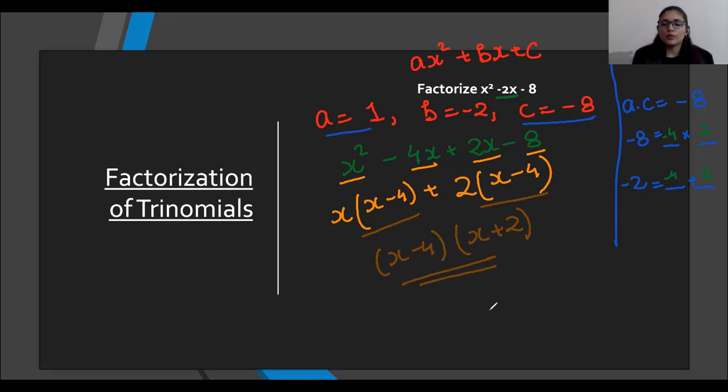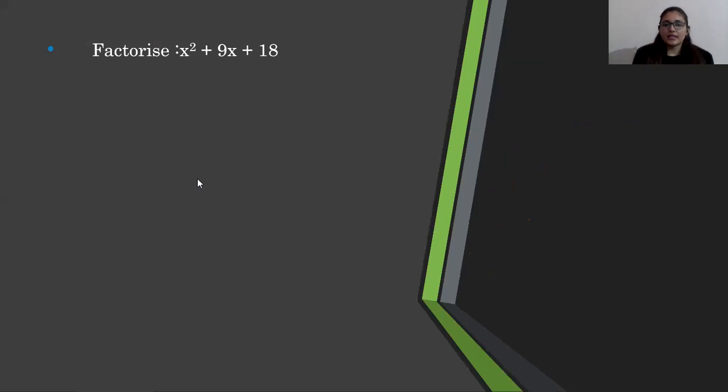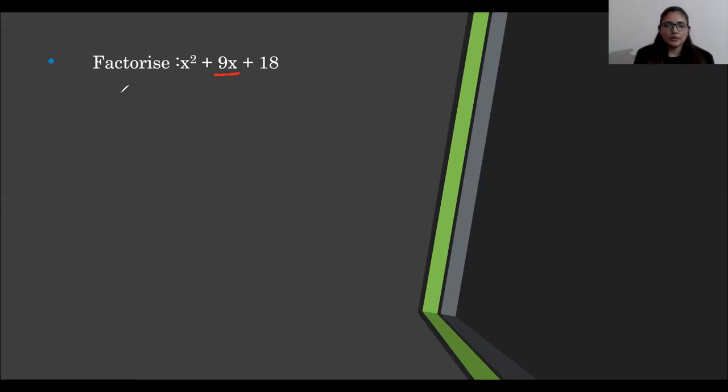Let's go with one more question so that you can understand in a better way. Now we need to factorize x square plus 9x plus 18. Again, we will just split our middle term. We can write 9x as 6x plus 3x, and 6 times 3 will give us plus 18. So the numbers satisfy the condition.